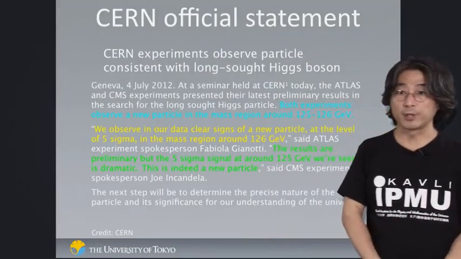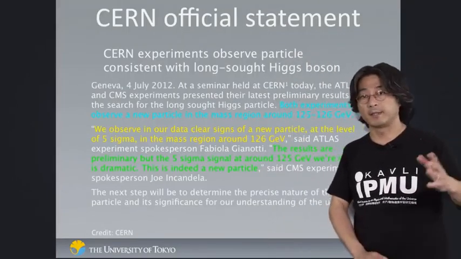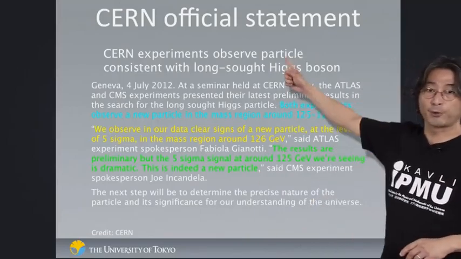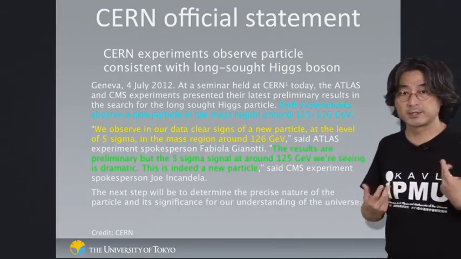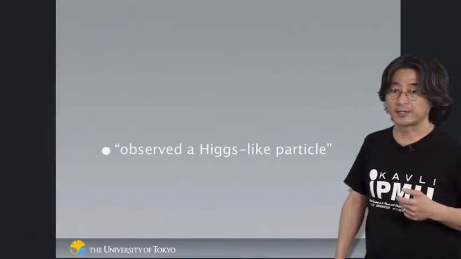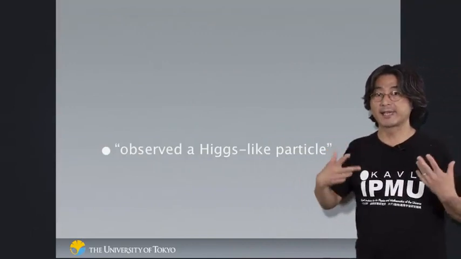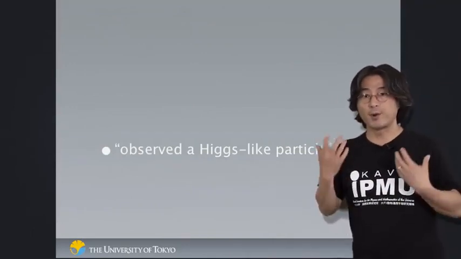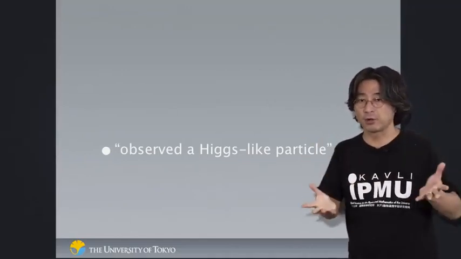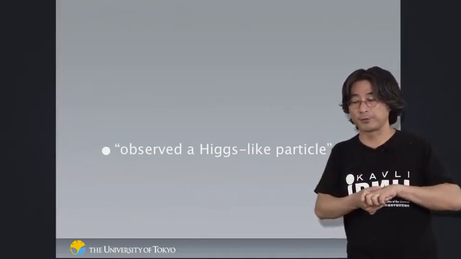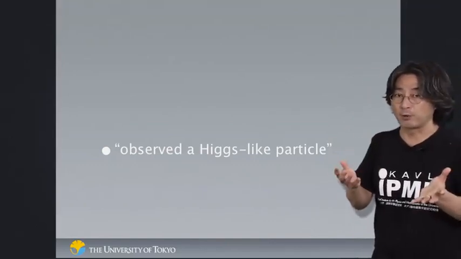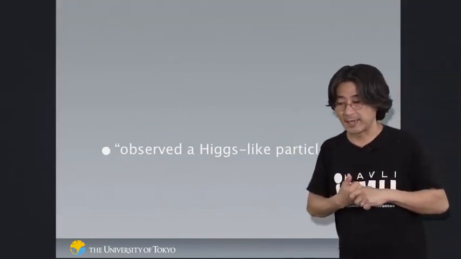So based on this incredible development, the laboratory CERN released an official statement. CERN experiments observe particle consistent with long-sought Higgs boson. And the phrase they used is that they observed a Higgs-like particle. They didn't quite say they observed the Higgs boson they were looking for, because they are still not completely sure about the properties of the particle they discovered, but at least something had been found that sort of looks like the Higgs boson. So that's the meaning of this sentence here.